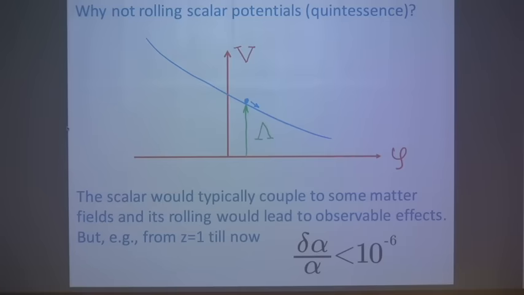It better couple to something, and therefore it's natural to think that observables will be affected. For example, you would think that the fine structure constant will vary. But there are strong bounds on these things, like the variation of the fine structure constant, the percentage change of it from z equals 1 to now is less than 10 to the minus 6, which is extremely tiny. So this suggests that if there is such a thing, this scalar is not changing these observables in any way.